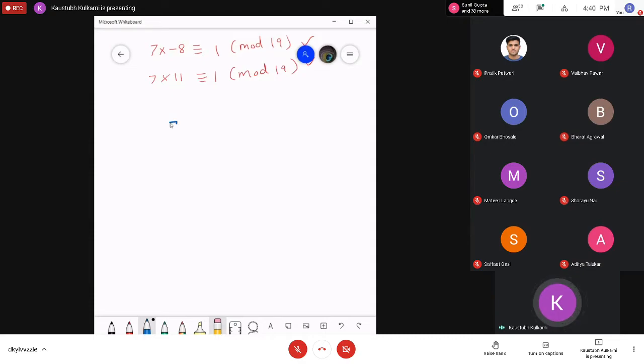There is no fixed way to know. So 7x mod 19.